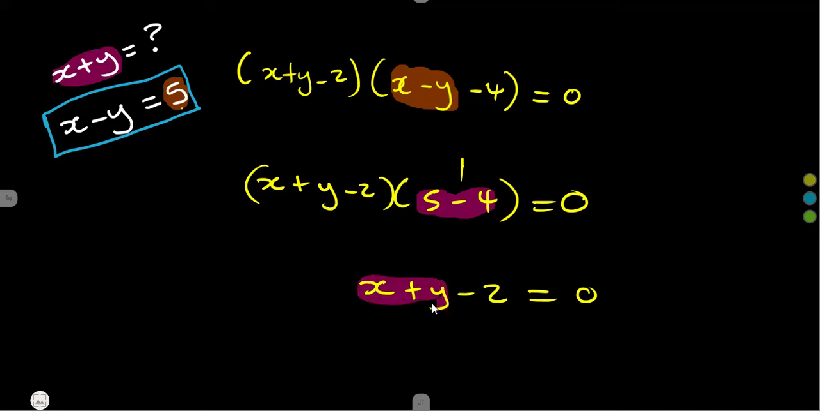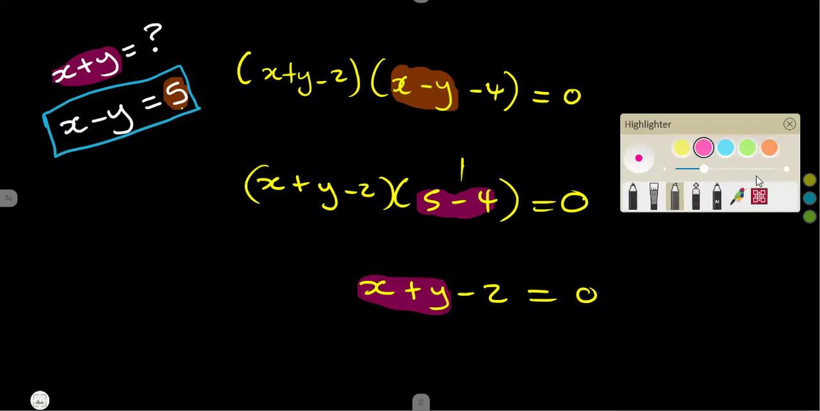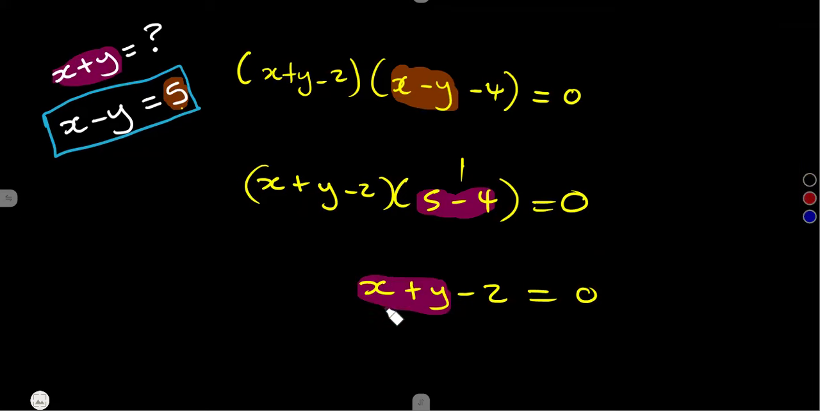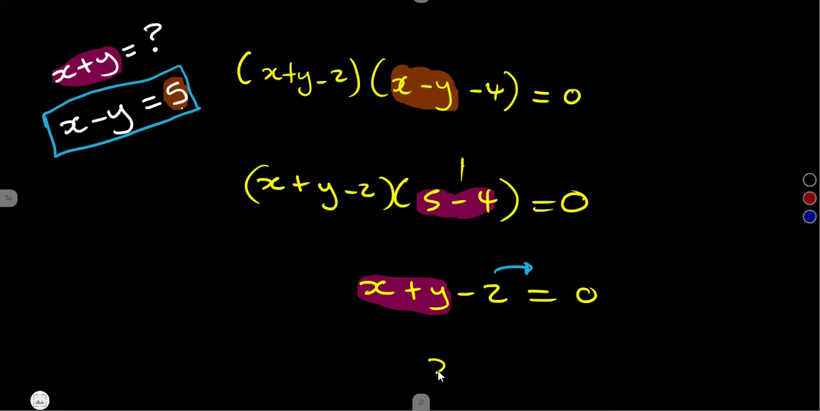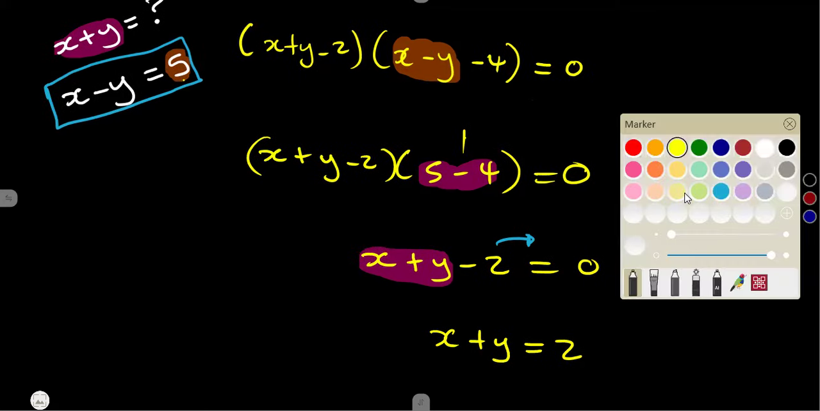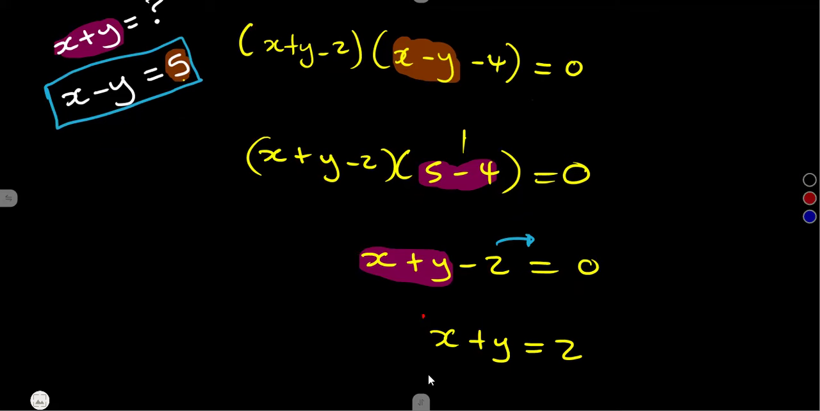What is its equivalent? So what is affecting our question? It is the minus 2. So we need to solve for x plus y. We take the minus 2 to the other side of our equation. So that is going to be a positive there. So x plus y is equal to 2. This is exactly what represents x plus y as a numerical value.